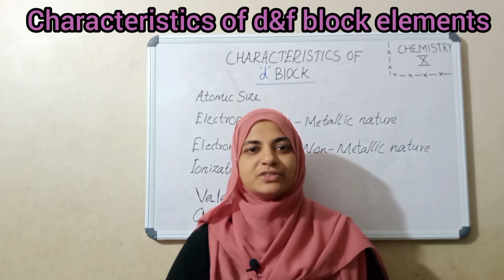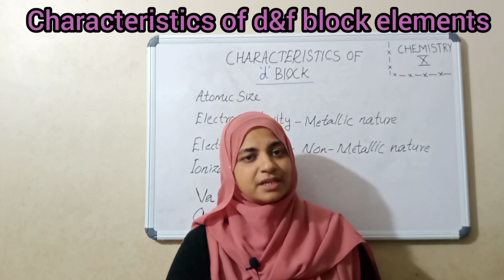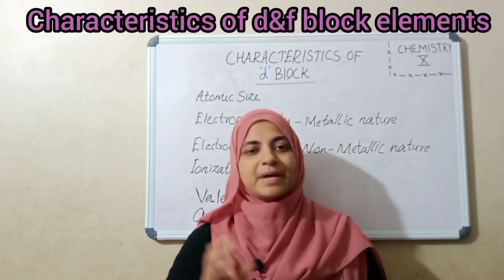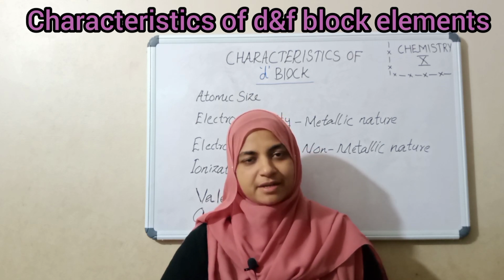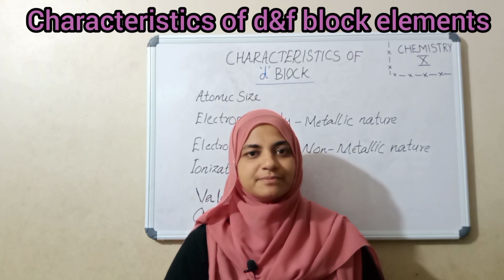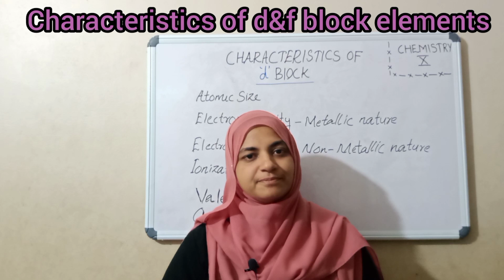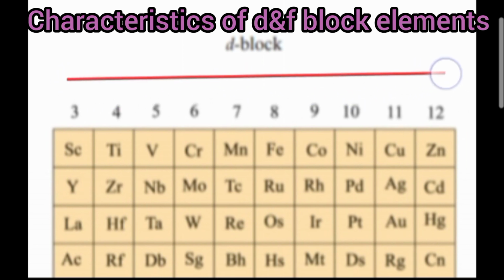What is meant by transition? Transition means gradual change. Here, gradual change includes metals to non-metals. That is, these D block elements show gradual change from metals to non-metals. However, these D block elements are all metals. Then look at the figure. This is the figure of D block elements. D block elements start from groups 3 to 12. These D block elements are also known as transition metals.